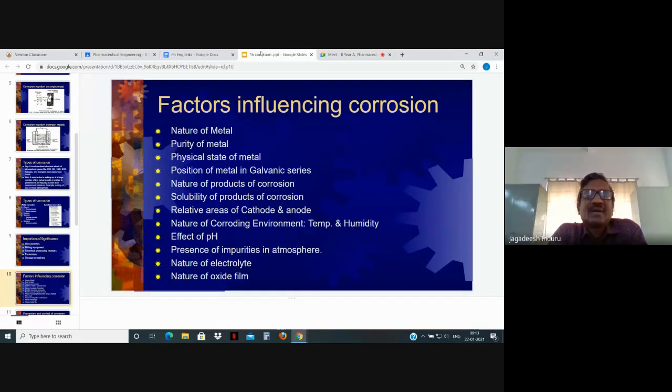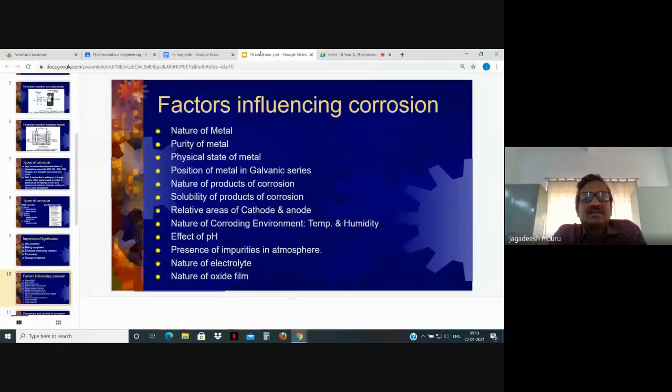So the nature of the metal is a prime factor in corrosion. In this particular case, the metal which is more active in nature is going to be more prone to corrosion. So this is what the nature of the metal is.